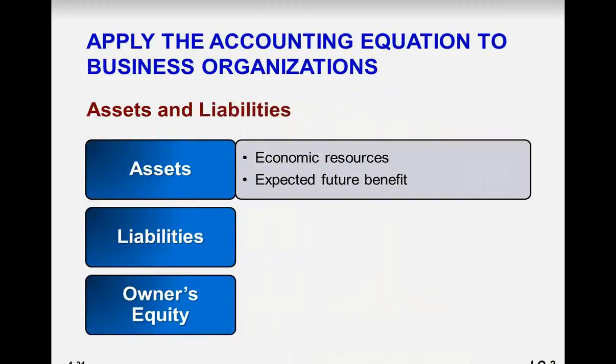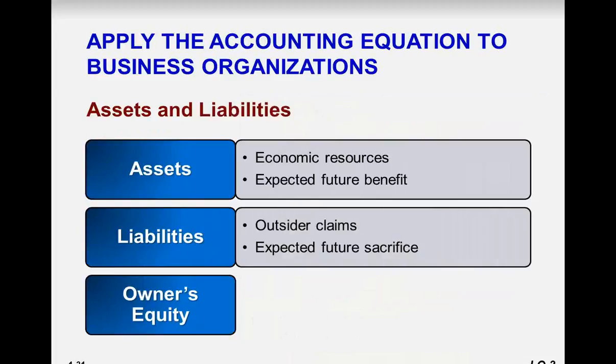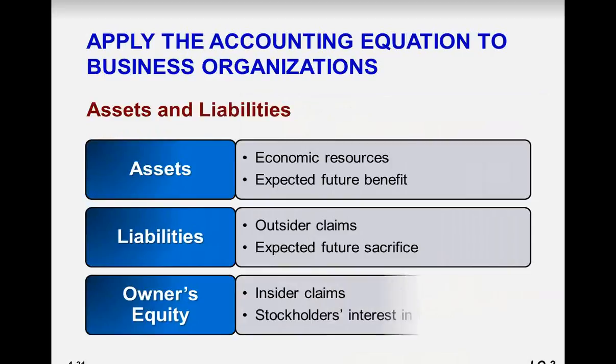So assets are the economic resources of a business. Those are my cash, accounts receivable, land, building, inventory, office supplies, prepaid insurance, goodwill, investments, patents, anything like that is an asset. Liabilities are something we owe, or outsiders' claims to our assets. So it's what we owe to the bank, what we owe to our vendors, okay?